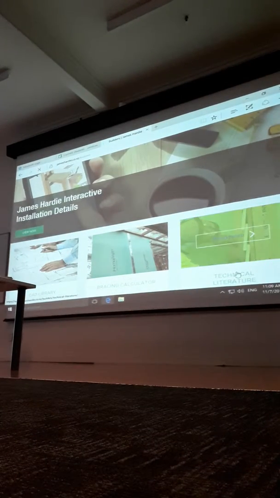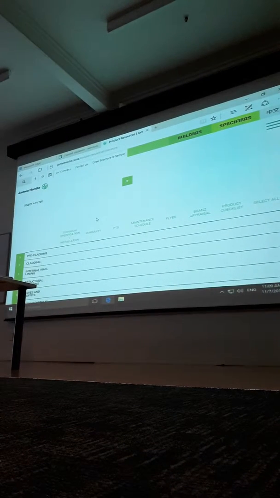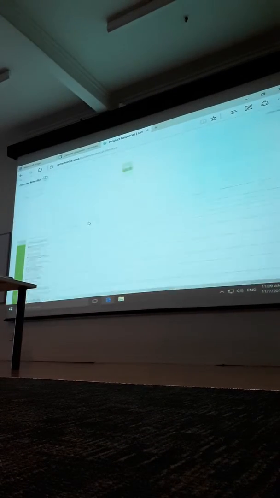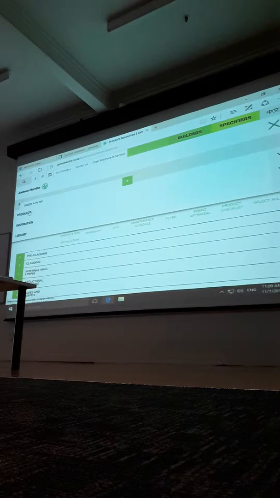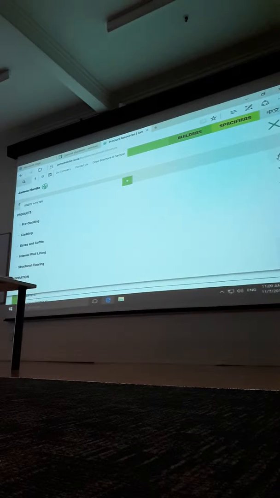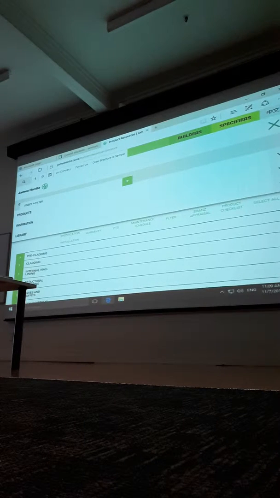Technical literature is what you're wanting. It's looking different to what I was looking at last night. Here we go. Products. So you need to find your way down to products and find your way to cladding. So it could look at various different ways.